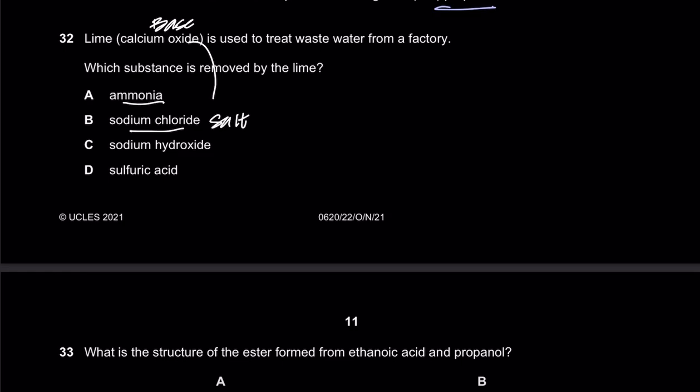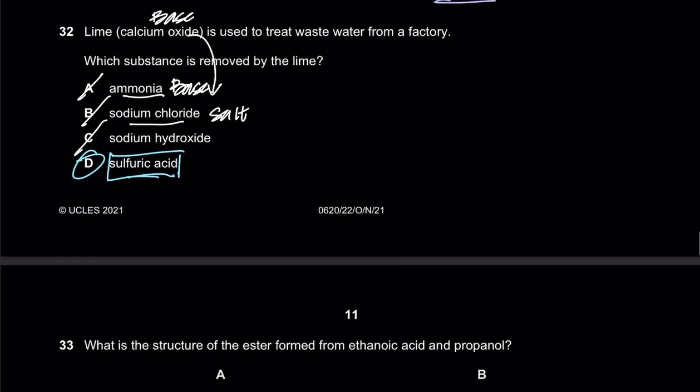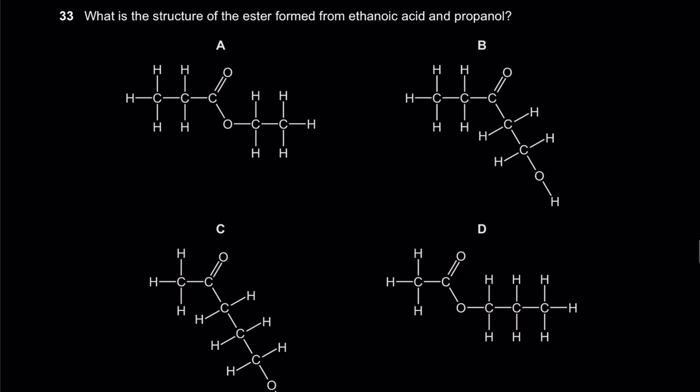Acids react with bases. Ammonia is the base. Base does not react with a base. So A, B wrong. Sodium hydroxide is an alkali, a base. No, wrong. Sulfuric acid. Yes, the calcium oxide will react with sulfuric acid to neutralize it, to give you salt and water. And obviously this sulfuric acid would be neutralized and the wastewater would safely be returned to the environment from which we stole this water.